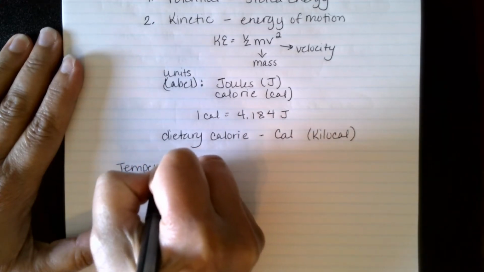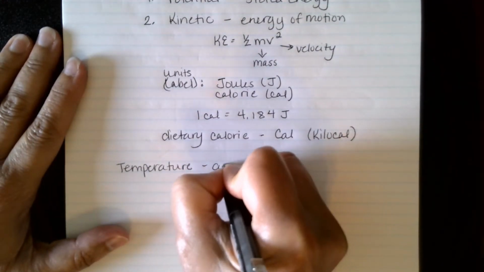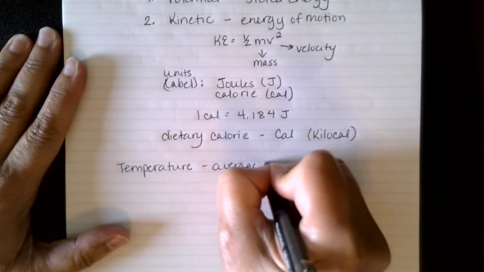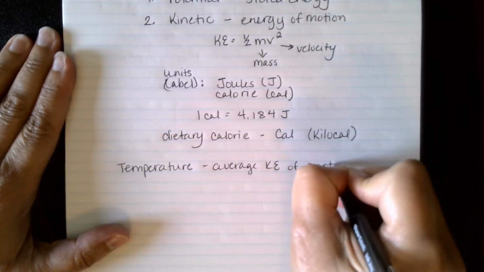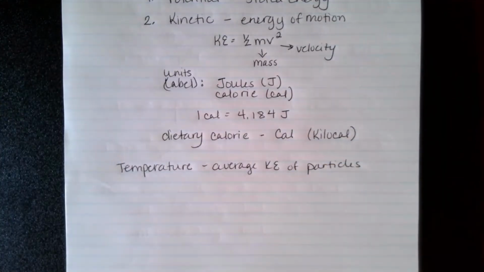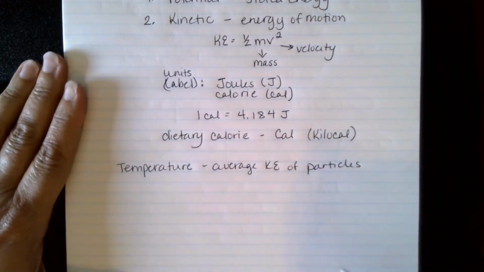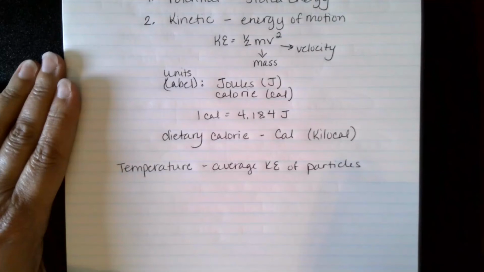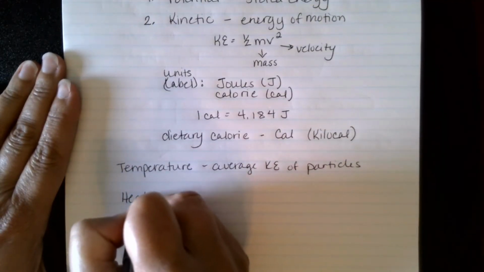Okay, temperature. We usually think of how hot or how cold, but temperature is actually the average kinetic energy of the particles, which means the faster the particles are moving, that means the more kinetic energy they have, and therefore the more temperature there is. And whenever you have two objects that are in contact with another, then energy is going to flow, and that is what's called heat.